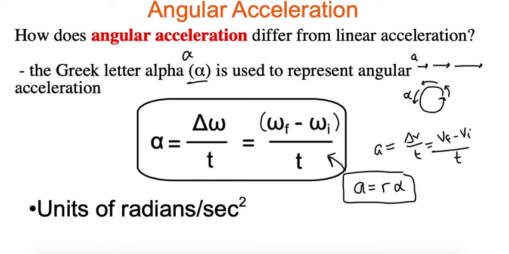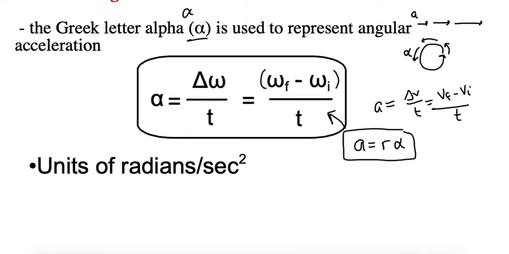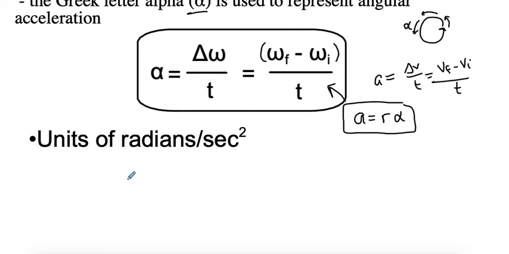So the units for the equation are in radians per second squared, because we are measuring an angle over time squared. So that's like meters per second over a second, or this would be radians per second over a second. So you could also see this sometimes written as radians per second. That's the same thing as angular acceleration.